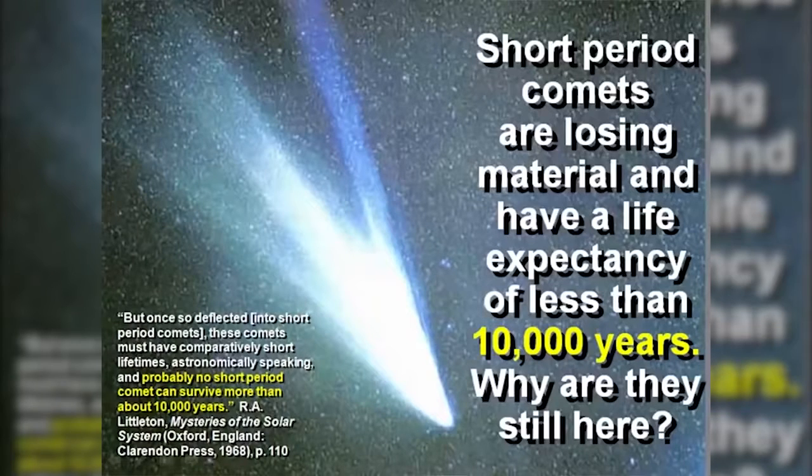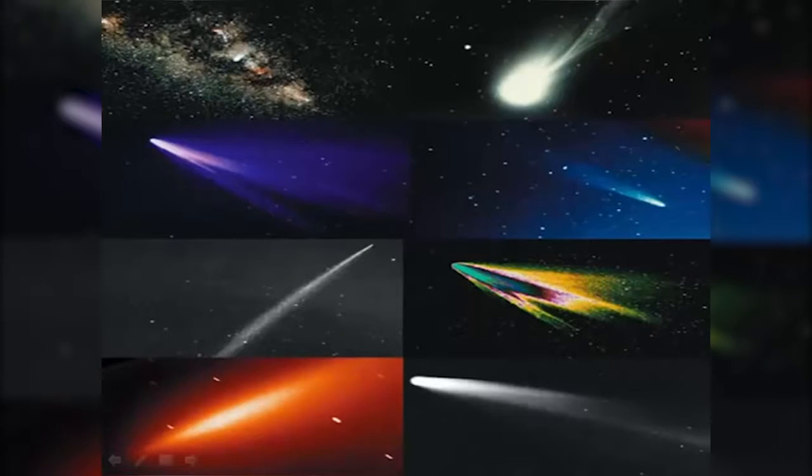Short period comets are losing material and have a life expectancy of less than 10,000 years. If the universe is billions of years old, why do we still see comets? They should all be gone by now.